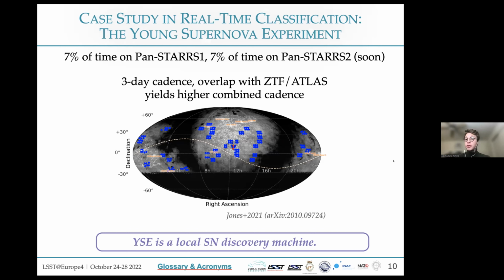So the Young Supernova Experiment, or YSE, YEEZY for short, is a local supernova discovery machine, and it ended up being the observed sample that we used to adapt our network and validate it on real data.